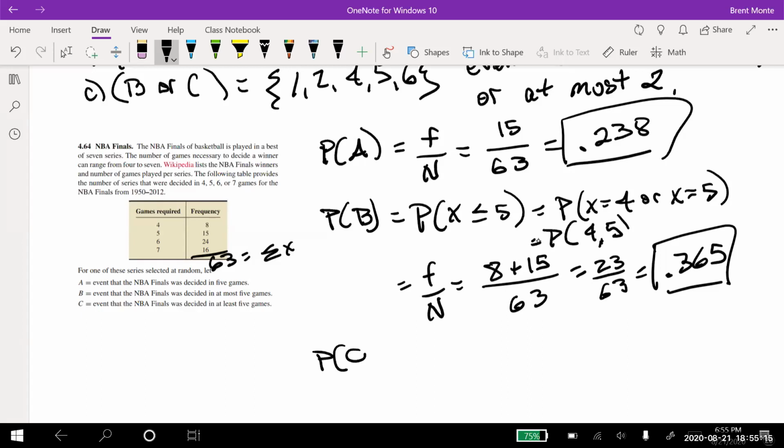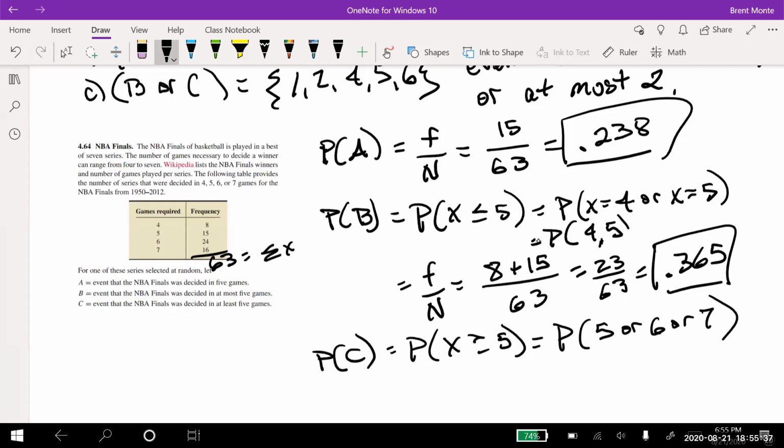And then we'll finish off with probability of C. The event: the NBA Finals was decided in at least 5 games. Well, that means the probability at least 5 games is 5 or more, which is the probability that it's 5 or 6 or 7. We'll use the or in there instead of the comma so we don't have any confusion like we did before. And I may want to say up here, so that there's no confusion, that's a 4, 5. What's going on there? So we may say 4 or 5.